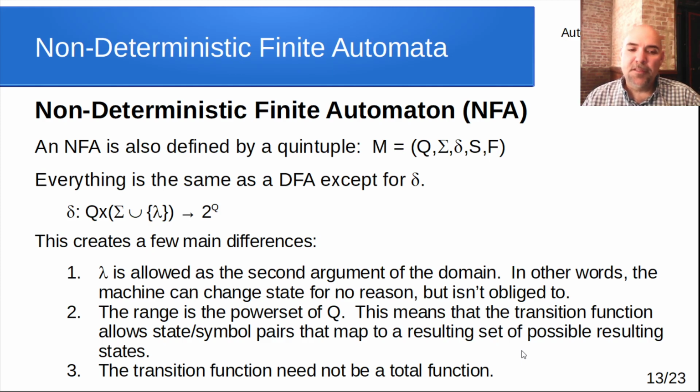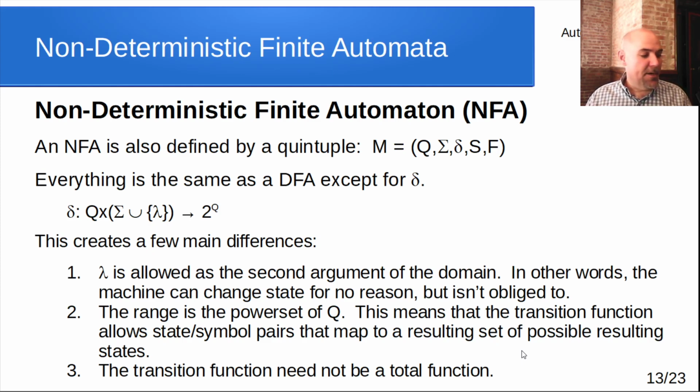The second part of this is the range being the power set of Q. That means the transition function can allow a state-symbol pair that maps to a resulting set of possible states on that symbol. So you could say, I'm in state 0, and on an A, I could go to a set that includes state 1 and state 2. So it could decide which of those two paths to take. So I say, hey, machine, or robot, I gave you an A, and it could decide, oh, I got an A, I'm going to take a nap. Or I got an A, I'm going to forage. So we're giving it choice on what to do when it gets that symbol A by giving it a set of possible outcomes.